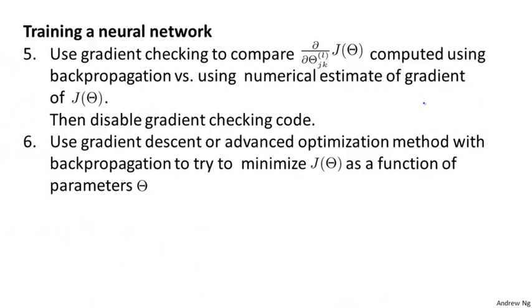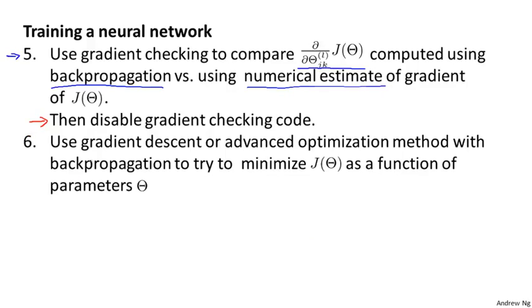Next, in step 5, what I do is use gradient checking to compare these partial derivative terms. So compare the versions computed using backpropagation versus the partial derivatives computed using numerical estimates of the derivatives. So do gradient checking to make sure that both of these give you very similar values. Having done gradient checking, this now reassures us that our implementation of backpropagation is correct, and it is then very important that we disable gradient checking, because the gradient checking code is computationally very slow.